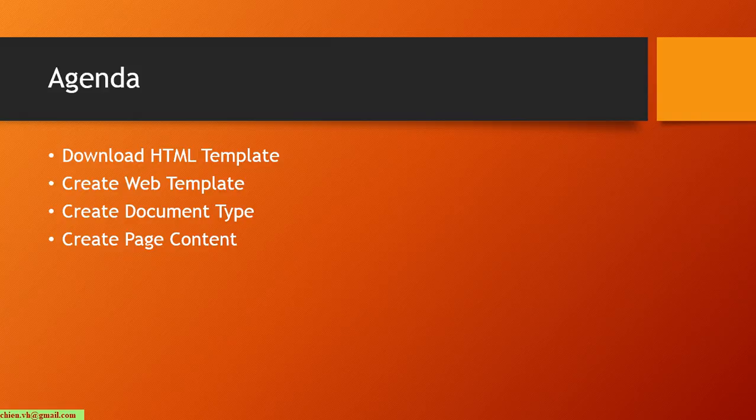And next, we will go ahead and create a website template in the Umbraco CMS backend. After that, we will create the document type, and finally we will create the page content to display the content on the website. Okay, so let's get started.